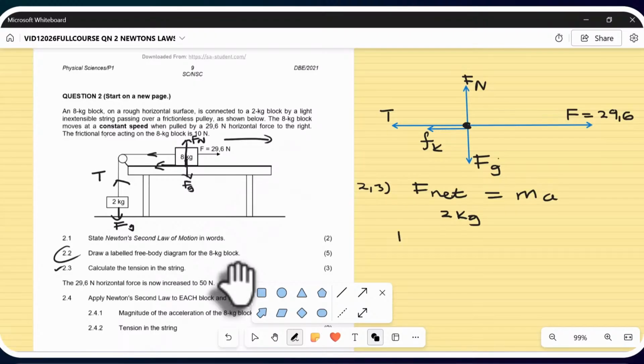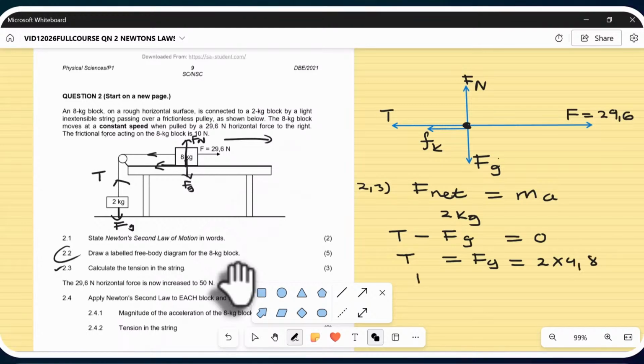F net equals Ma. But because of the constant velocity, or constant speed, the acceleration is going to be equal to 0. So our T equals Fg, but the Fg for the 2 kg block is same as what? 2 times 9,8. And thus our tension T equals what? 19,6 newtons. Okay, that's our answer here.